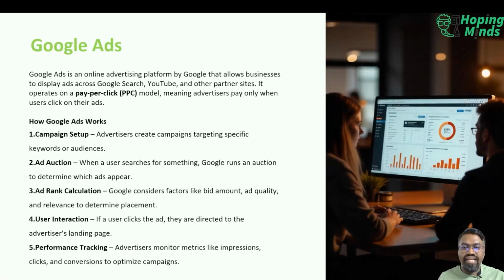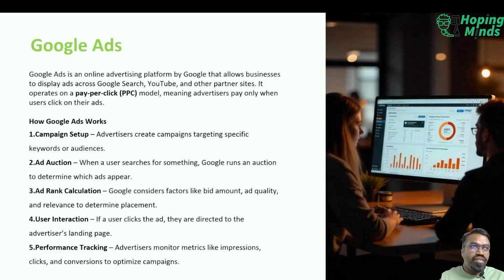After setting up a campaign, we need to make sure that when a user searches for a certain keyword, for example, Digital Marketing Institute in Hyderabad, Google runs an auction to determine which ads appear on top, right? Because you need to understand this particular thing with an example.